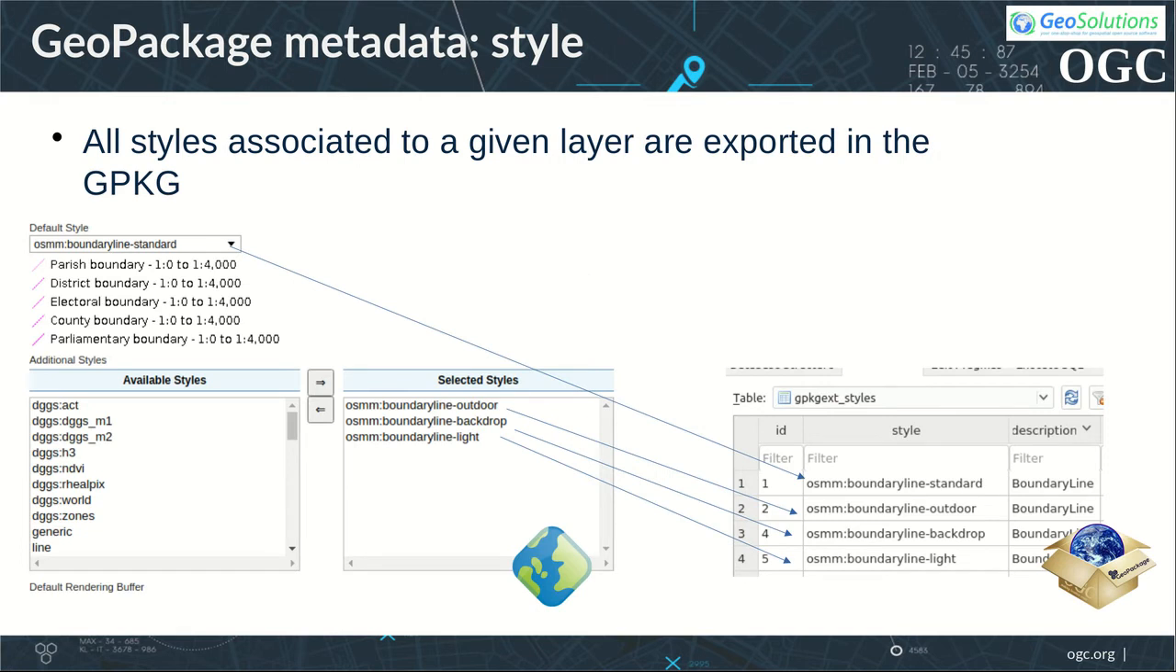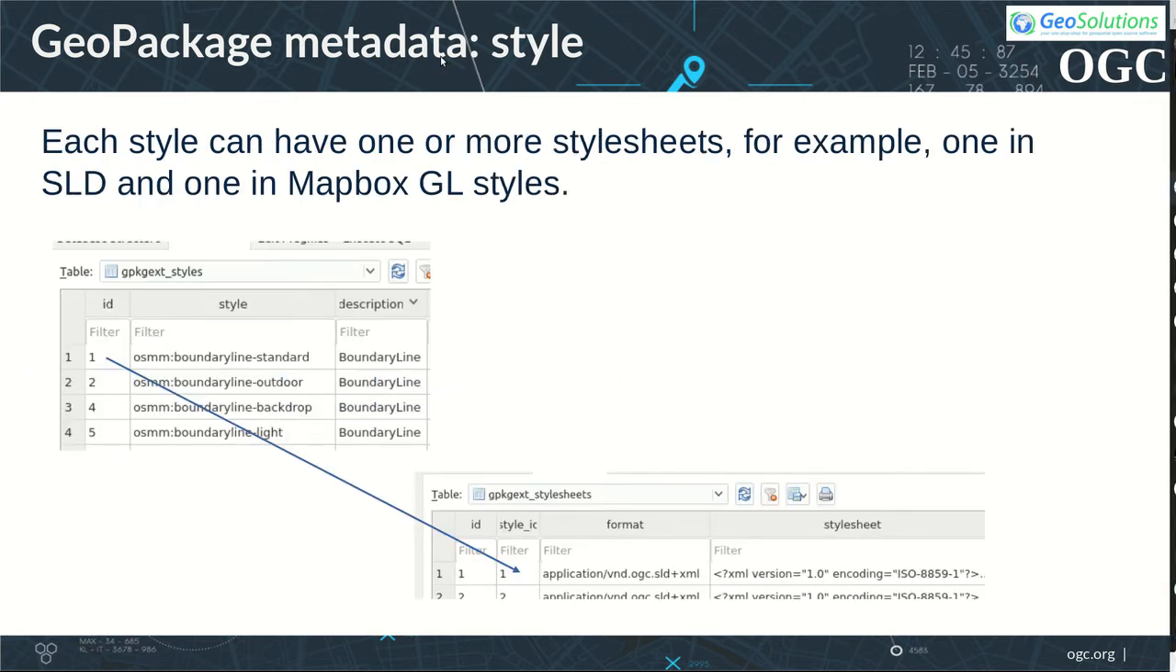The portrayal extension is used to export all styles associated to the exported layers. Each layer can be associated to multiple styles. Each style is included in the output. Each style can have one or more style sheets associated with it. Each style sheet is the definition of the style in a different style language, such as SLD or Mapbox GL styles.